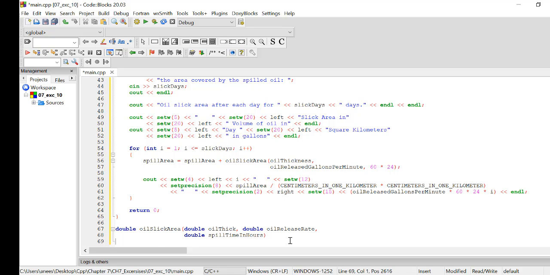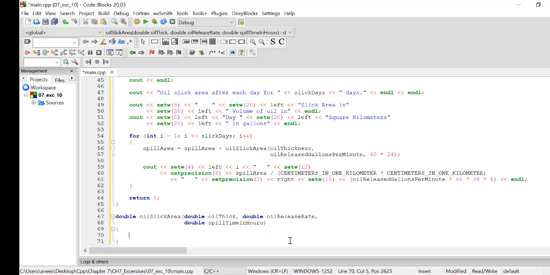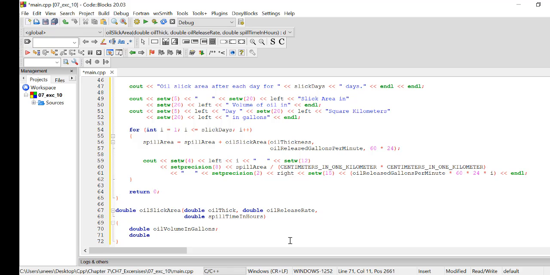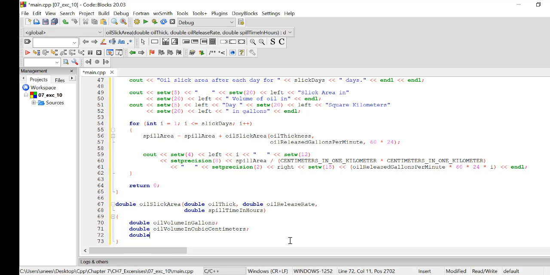And then you can come, open parentheses, and write in double oil volume in gallons, double oil volume in cubic centimeters, and double spill area.